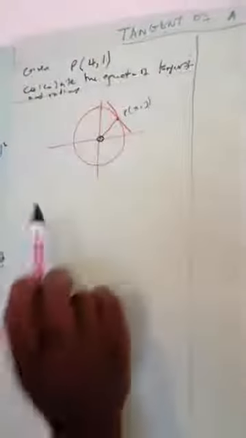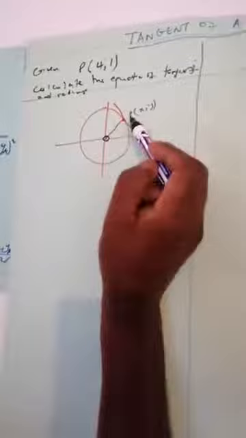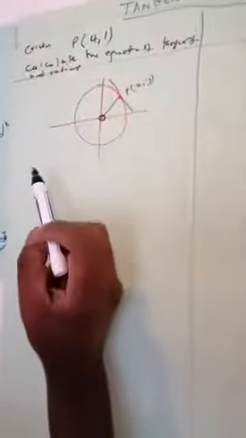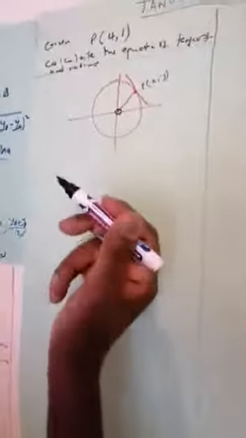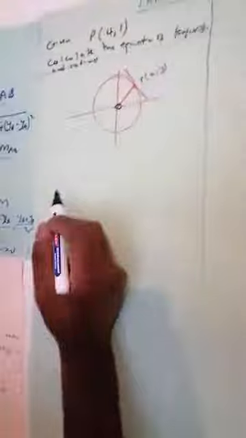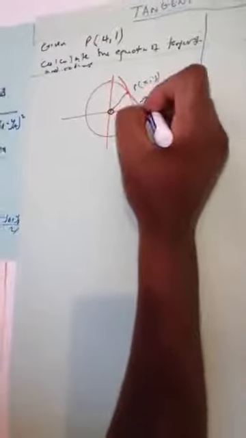Here's our first example, example 1. Don't mind the handwriting. We are given that P is (4;1), and we must calculate the equation of the tangent. Maybe we can start by calculating the radius and the equation of the circle. Then the equation of the tangent.